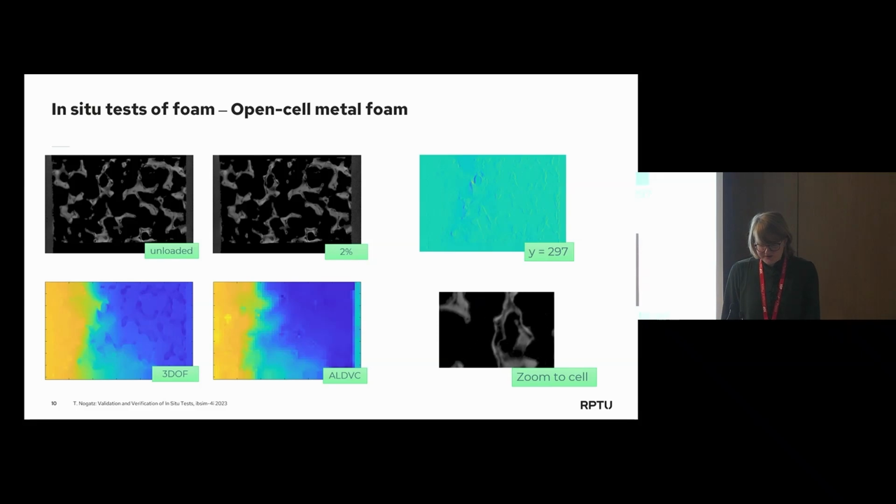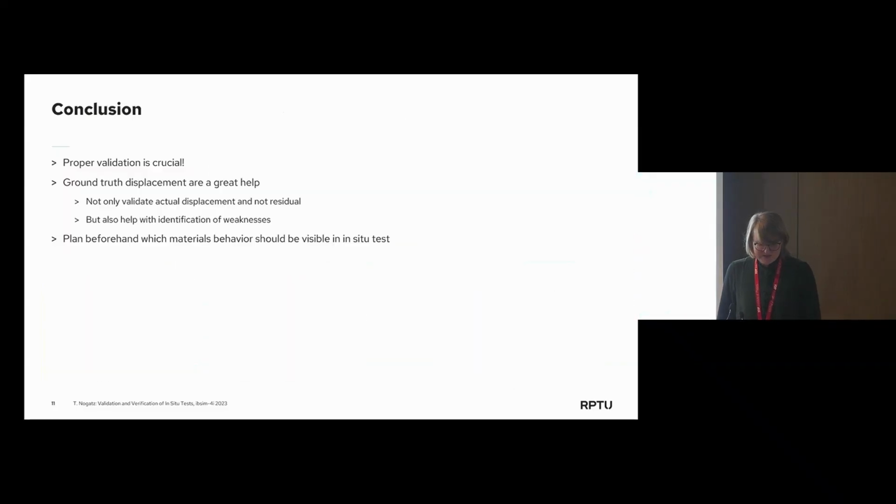Let me draw a short conclusion. What we just saw is that we really need proper validation, but we also heard that in the last talk. Because if you have delicate material behavior, if your materials behave in a very complex way, you need to make sure that everything you calculate or use is able to map what you want to see or what you expect in the end.